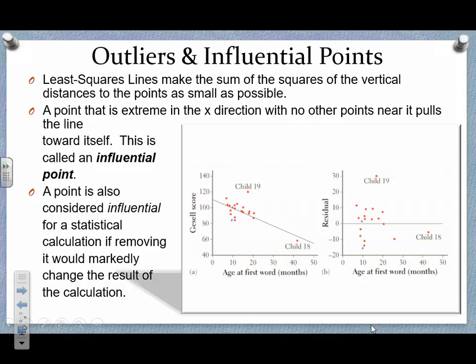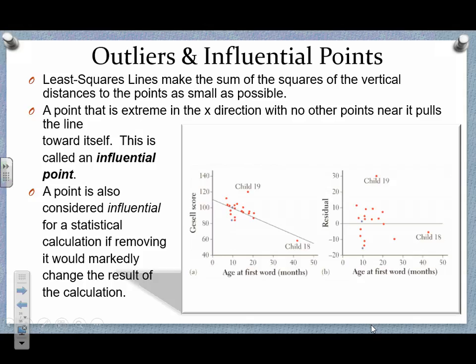Yeah, the score on their test. So for how old they were, when they spoke their first word, right around 19 months, 18 months or so, they scored way higher on that particular test than other children that spoke their first word at around the same age. So they scored a much higher exam score than others around their same age. Okay? Now when we look at this, we can also notice the residual plot here.